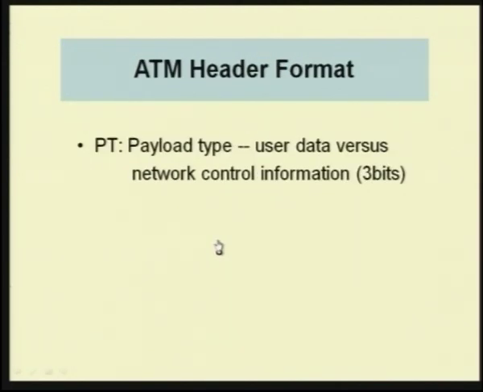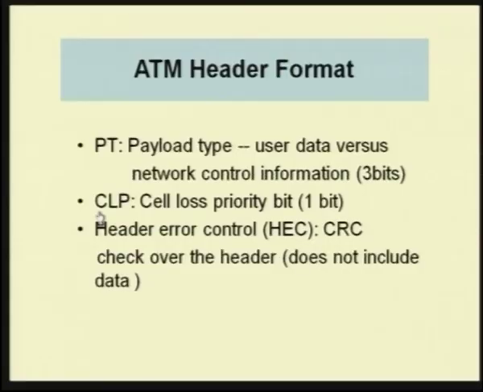The payload type field basically distinguishes between whether it is user data or network control information. 3 bits are used for this purpose. In addition, we have the cell loss priority, the CLP bit as it is referred to. This one bit indicates whether this particular cell can be lost, that is, whether I can afford to drop it in case there is some congestion in the network. How this is handled we will look at in detail later, but right now this is a provision that is provided in the cell header.